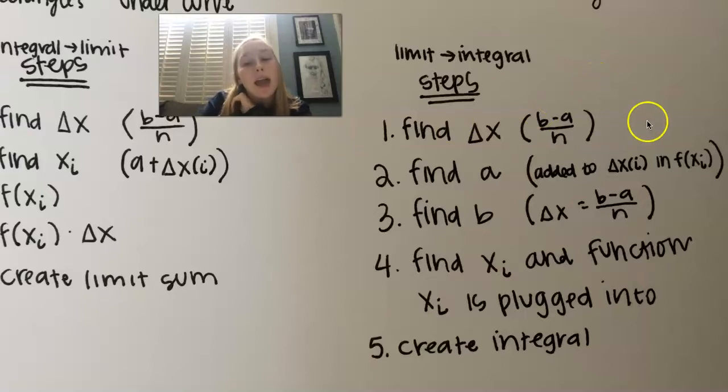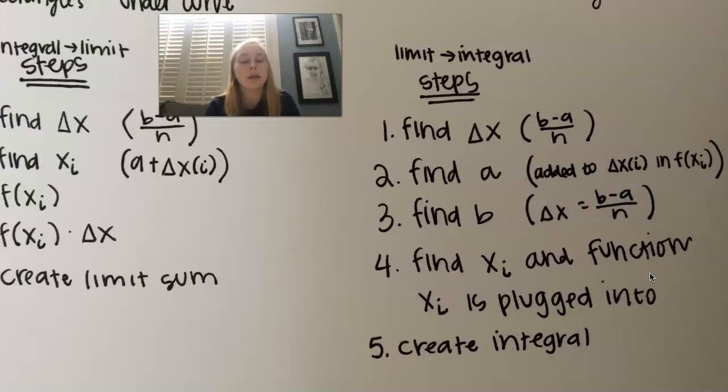Then you're going to find a, which is also pretty easy to see because it's added to delta x times I in the f of xi. So it should be pretty easy to spot as well. And then once you have delta x and a, you're going to try and find b, which should be pretty simple because it's just this handy dandy equation right here. Once we have that, we're going to try and actually find the function that should go inside that integral.